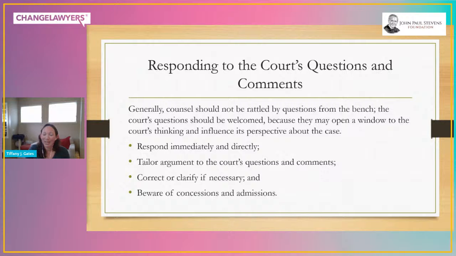And if the court's question is a yes or no question, when I say respond directly to it, I mean say yes or no right off the bat, just to make it clear what the answer is, and then offer your further explanation afterwards. That goes along with really answering the question directly, saying yes or no if it's a yes or no question.